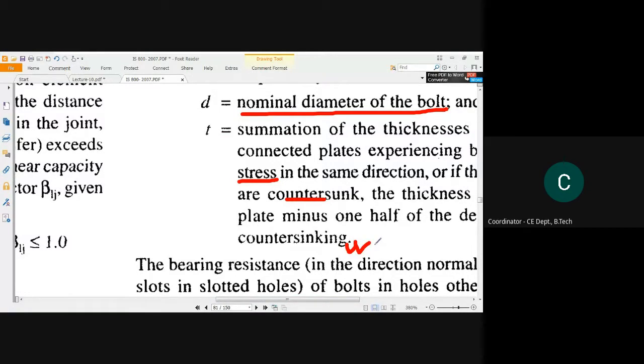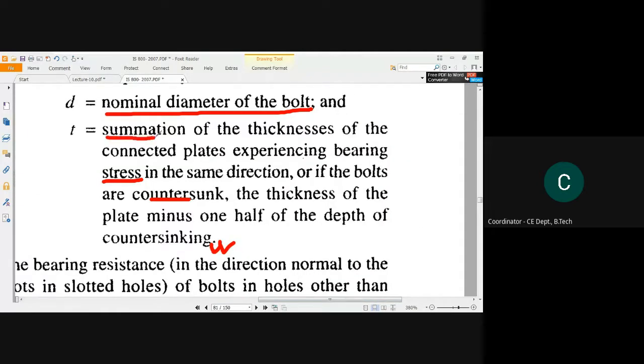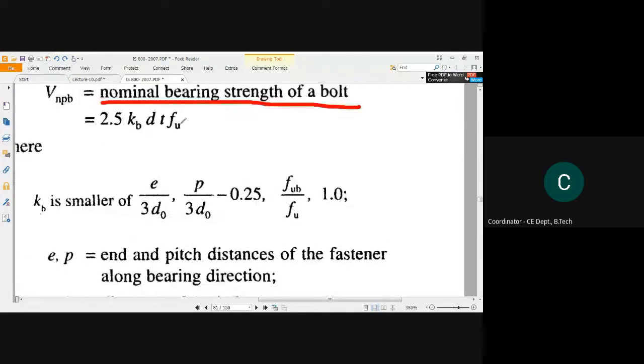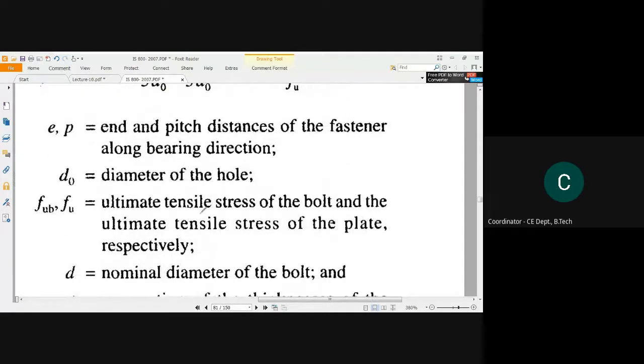While solving a problem, I will come back to this explanation for you. Okay, so initially that will be the summation of the thickness of the connected plates. Okay, that will be our t, experiencing bearing stress. So here d into t is representing that, and fu is our ultimate tensile strength. fub is representing ultimate tensile strength for bolt, and only fu is representing stress for plate.